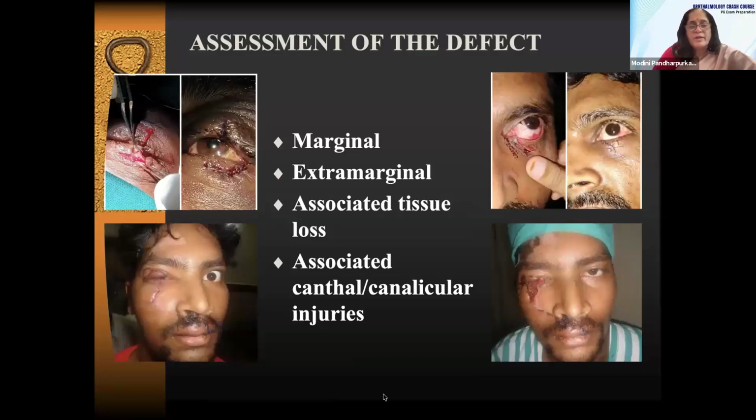So, assessment of the defect. Again, these are a few circumstances where you say there is a marginal defect. This is the reconstructed defect. Here again, this looks falsely as if there is no canalicular tear, but if you examine it, there is going to be a canalicular tear and you have to be prepared with a stent. This is the way we have sutured it. Or a condition like this where there is tissue loss also.